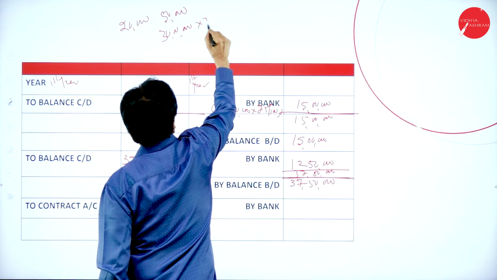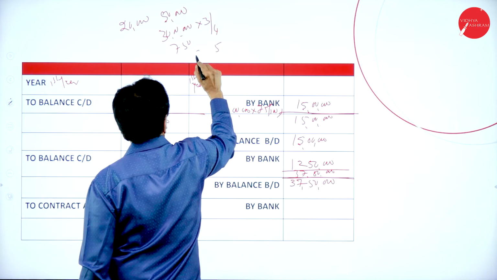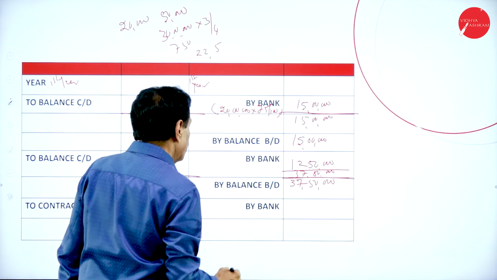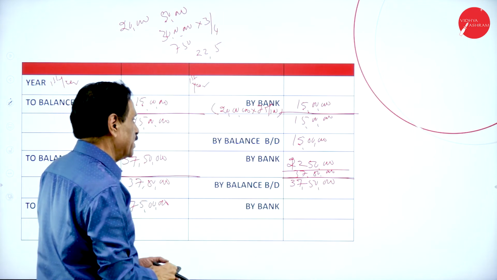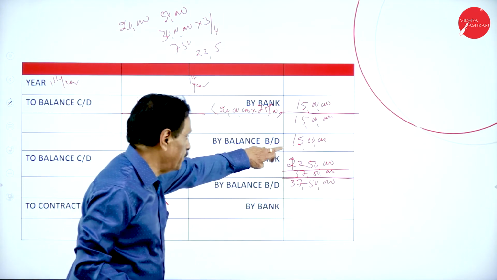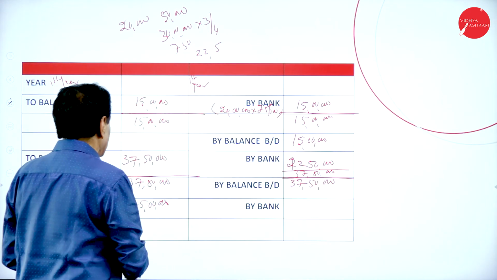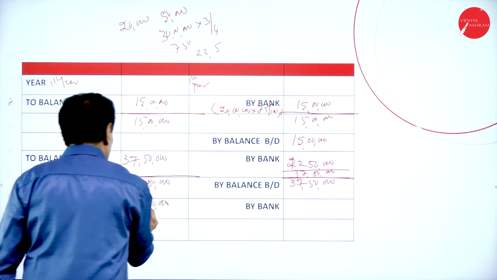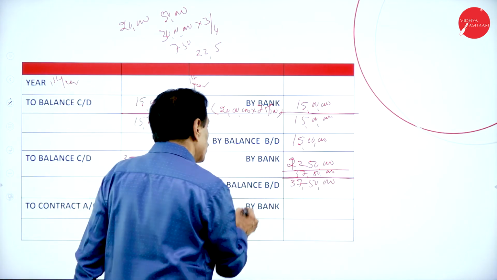On that, 3/4 of that, 22 lakh 50,000 he is going to receive. 22 lakh 50,000. So totally it will come 37. First year 15 lakh, second year 22 lakh. It will come 37 lakh 50,000. Next 37 lakh 50,000. What's your contract price? 75 lakh. By bank, how much you are going to receive?